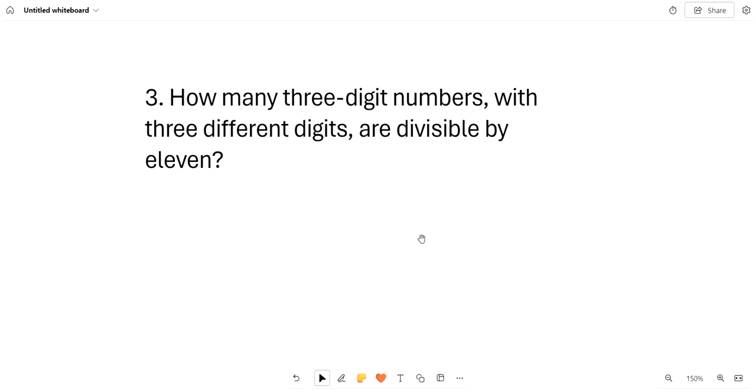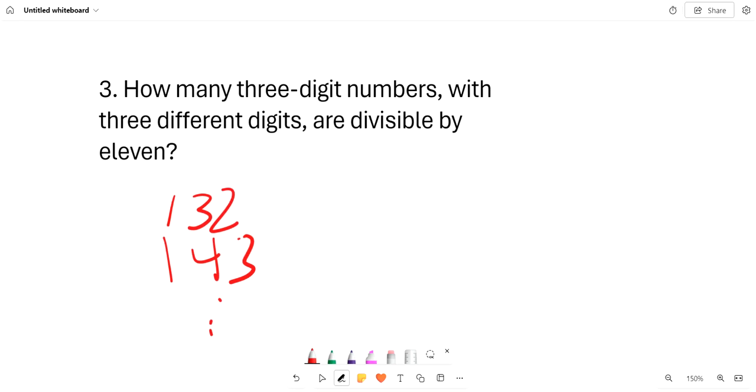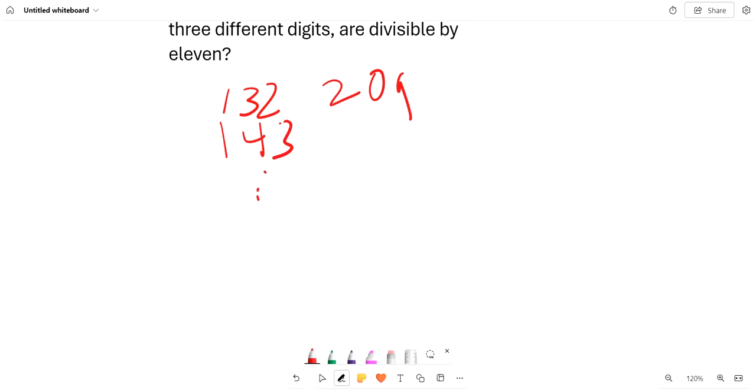So this is week 37 Friday, and number 3 says, how many 3-digit numbers with 3 different digits are divisible by 11? So we can start by just listing some possible numbers like 132, 143, dot dot dot, and then 209. And then you can see that this is a bit tedious. So we can just organize it based off of the tens digit.